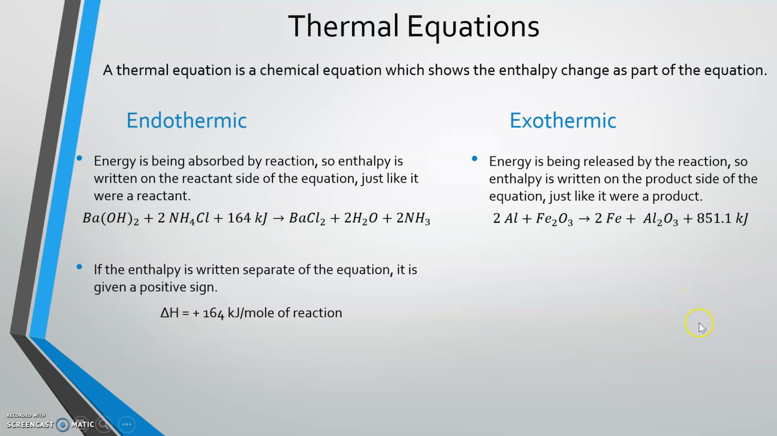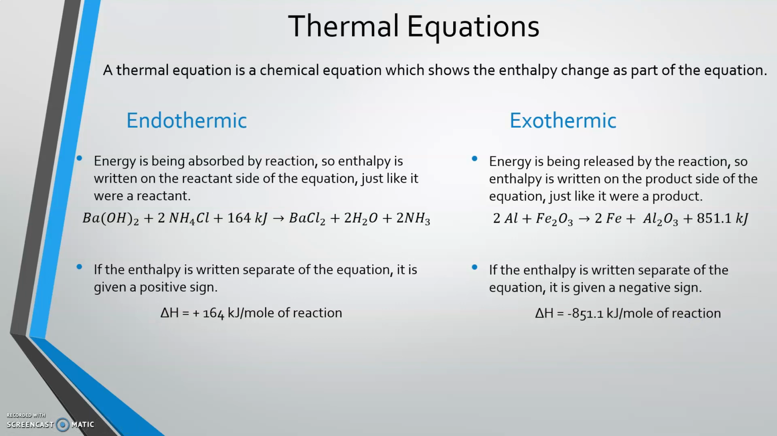Okay, if we're going to write the enthalpy separately, we're going to give it a negative sign. Now it's really important for you to understand it's not negative energy. It's energy that's being given off. It's energy that's being lost, subtracted from the reaction, taken away from the reaction. There is no such thing as negative energy in thermodynamics. Okay, it's just a matter of how the energy is moving. Is energy being gained, as in an endothermic process, or is energy being lost, as in an exothermic process?